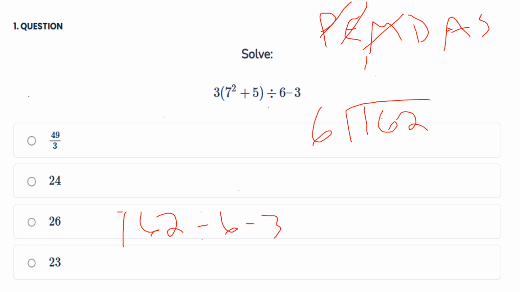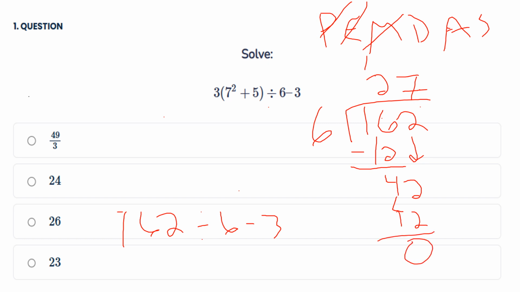So 6 can't go into 1 evenly, so we move on to the next number. 6 can go into 16 twice. And 6 times 2, or 2 times 6, is 12. 16 minus 12 is 4. And we have to bring this 2 down, making it a 42. 6 goes into 42 7 times. And 7 times 6 is 42. 0. So 162 divided by 6 equals 27.